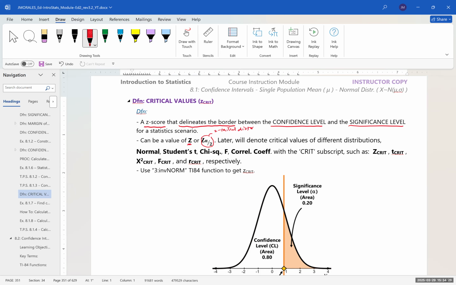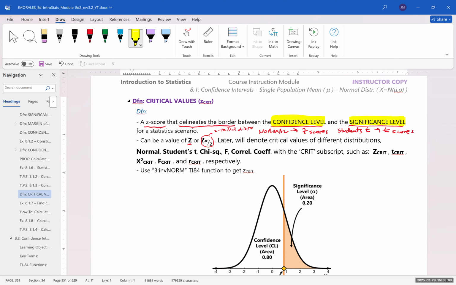So when we have a normal distribution, this is when you're going to see z-scores. But if we use a student's t-distribution, then we're going to see t-scores. And when we use a chi-square distribution, we're going to see chi-squared scores. Okay. And so those are just all going to be values that delineate a border between one area and another area, usually a confidence level and a significance level.